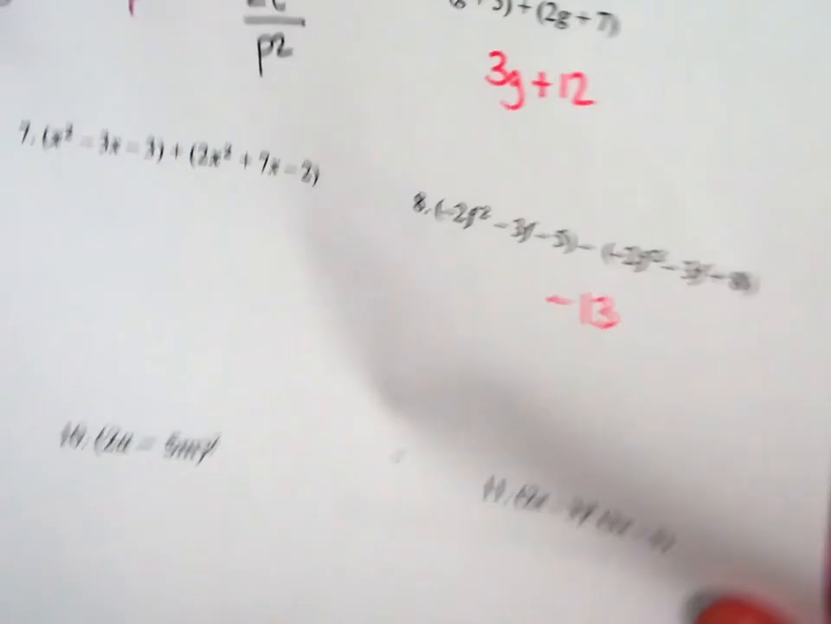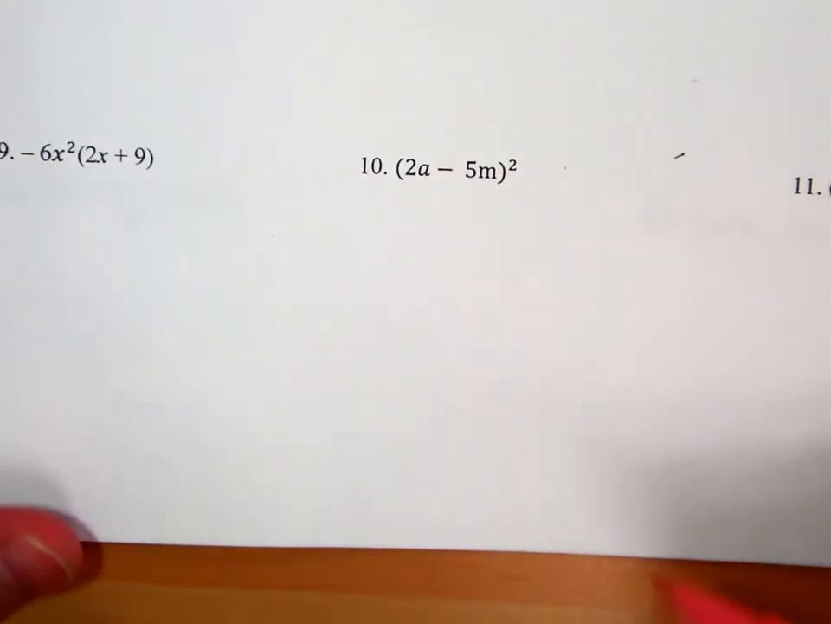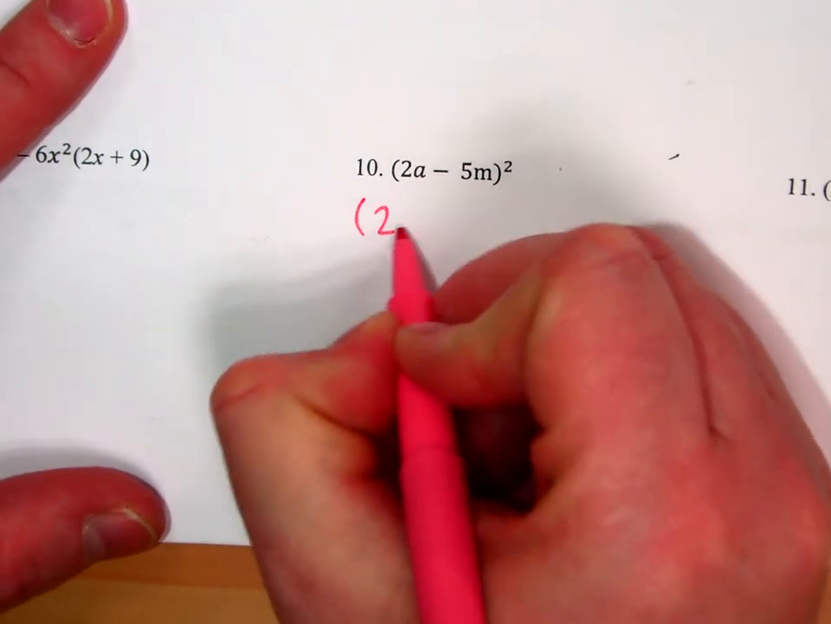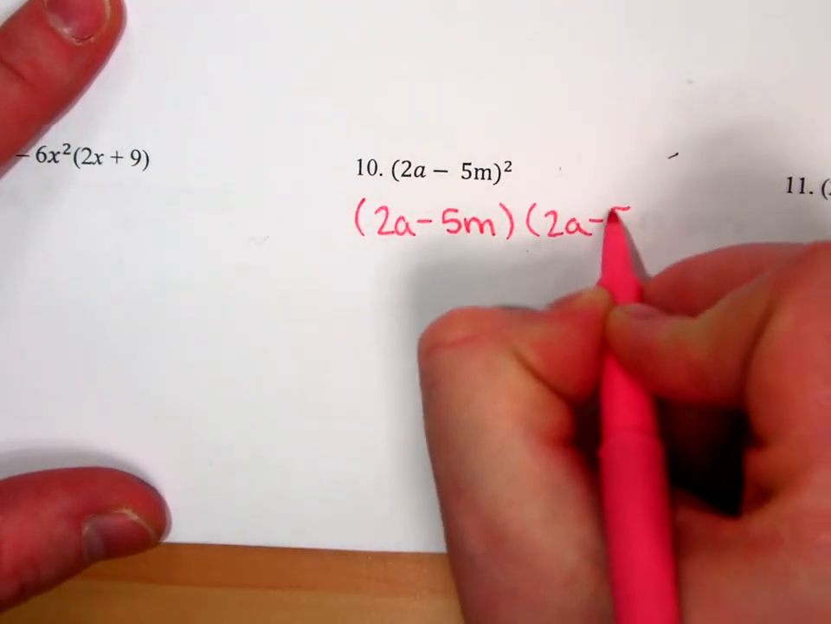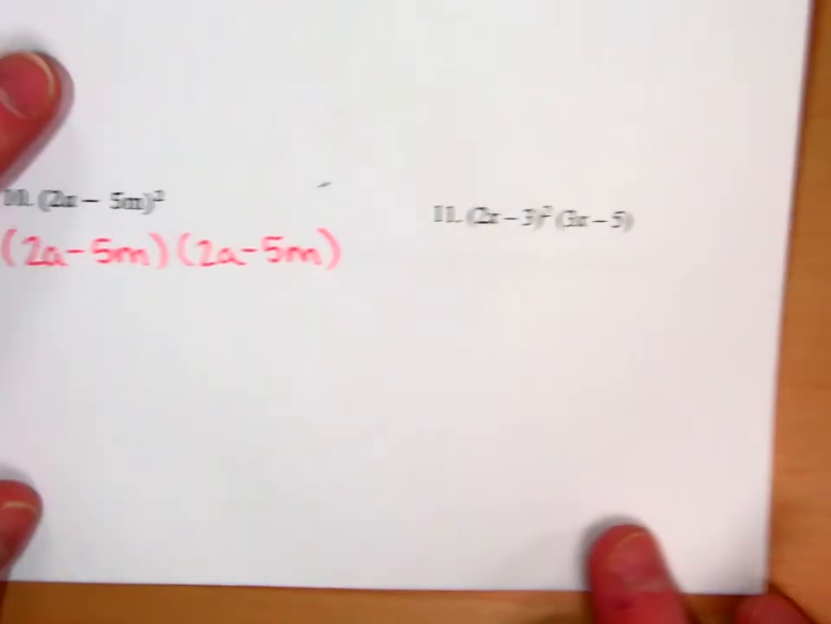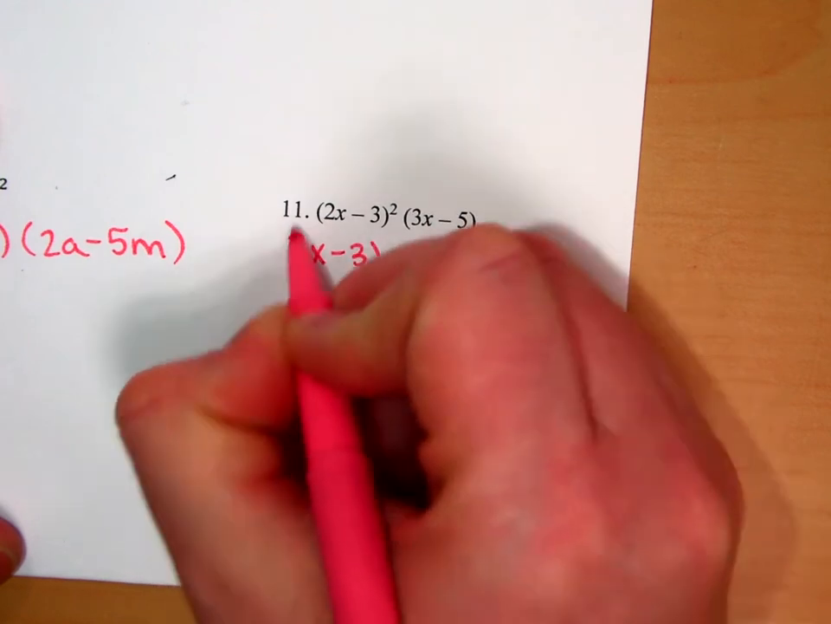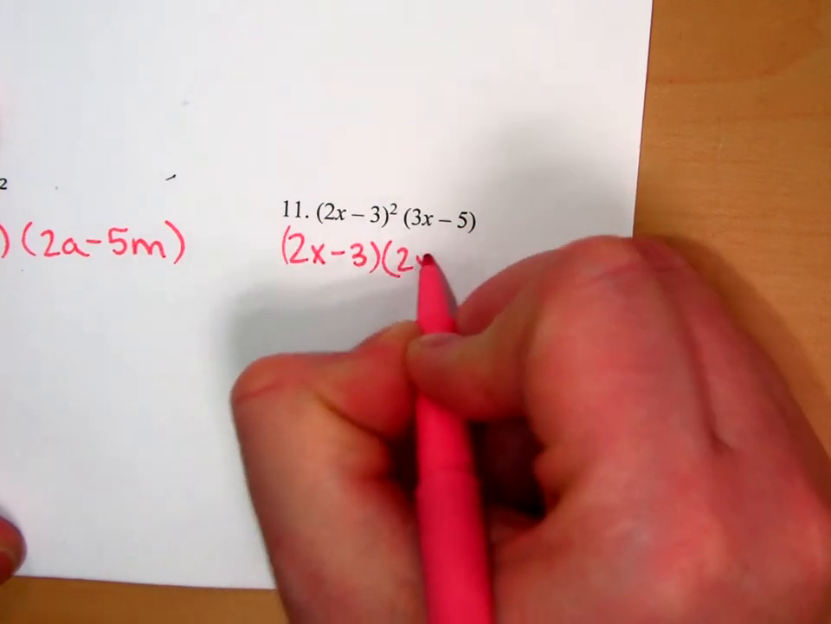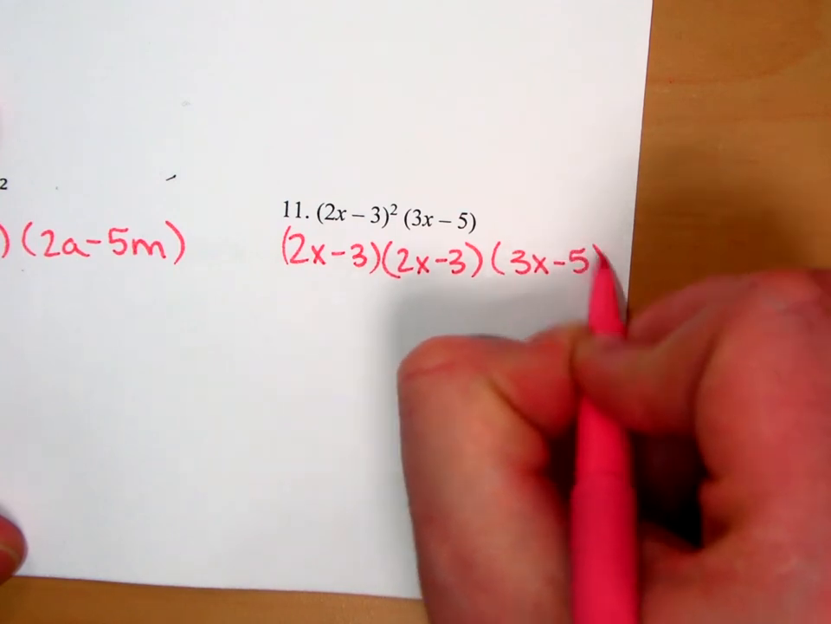All right, multiplying. So the biggest thing about multiplying is you make sure you distribute to each part. However, on this problem number 10, you're going to take 2a minus 5m times 2a minus 5m, and you're actually going to distribute that out. On number 11, you're going to take 2x minus 3 times 2x minus 3, get that product, and then you're going to take that times 3x minus 5.